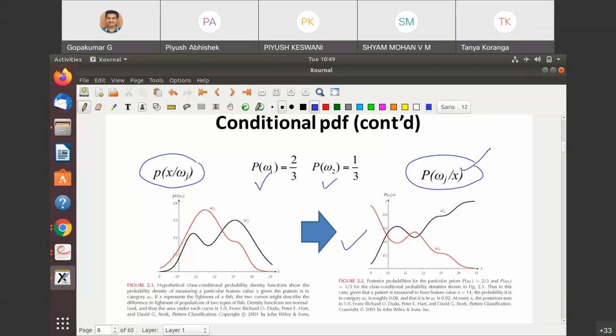You can see that at various places the probability of W1 is larger than the probability of W2. In some cases the probability of W2 is larger than that of W1. So correspondingly, whenever the fish takes a corresponding X value, we will have this value larger in some cases for W1 and in other cases for W2.